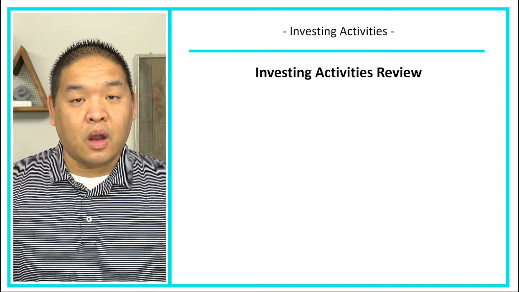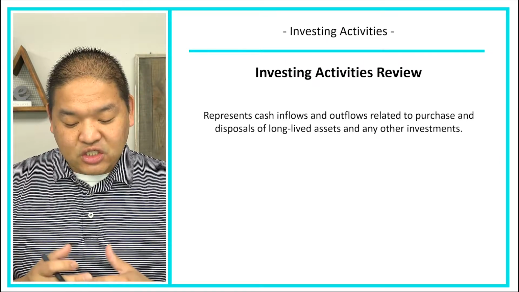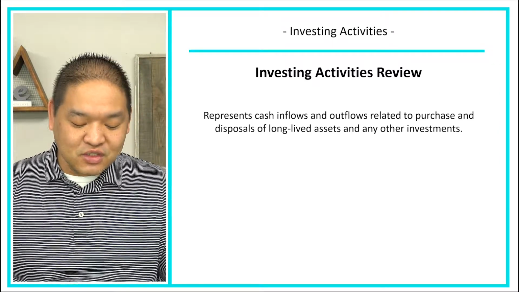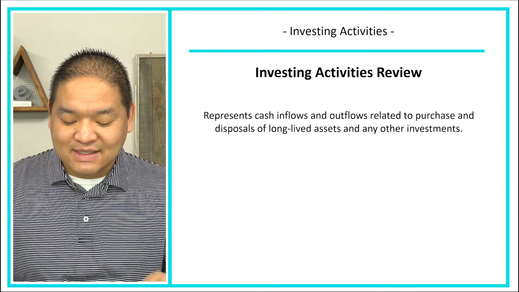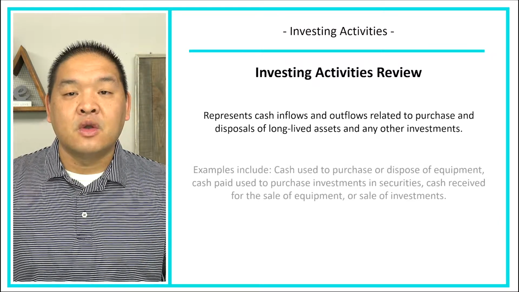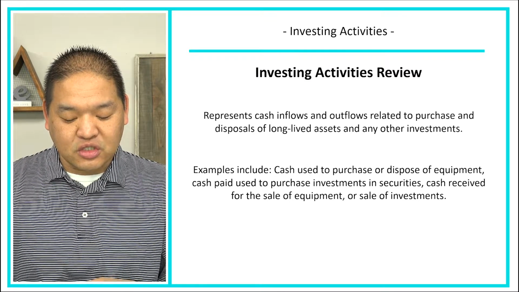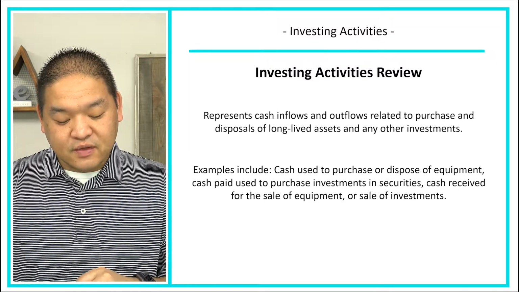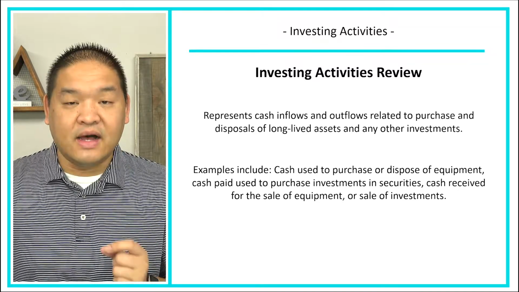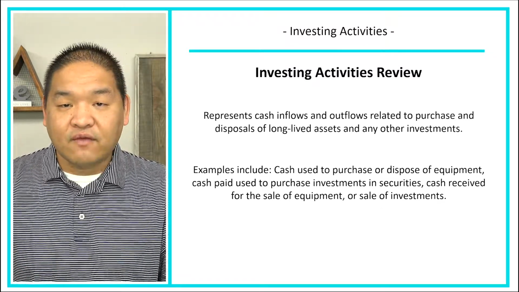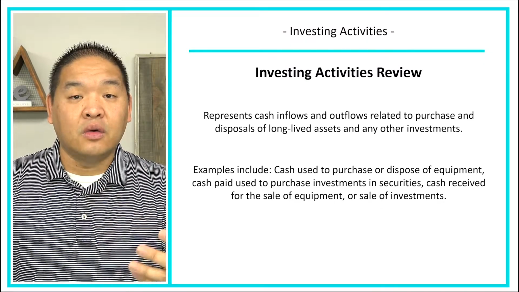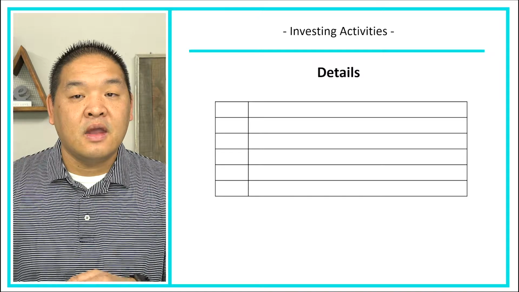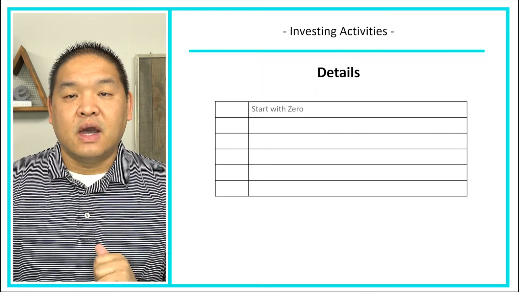So to kind of review what we already know, the investing section of the statement of cash flows represents the cash inflows and outflows related to purchases and disposals of long-lived assets and any other investments. We said examples of this would be cash used to purchase or dispose of equipment, cash used to purchase investments and securities, cash received for the sale of equipment or sale of investments. And really that right there is everything that you would have to know when you're preparing this section of the statement of cash flow.